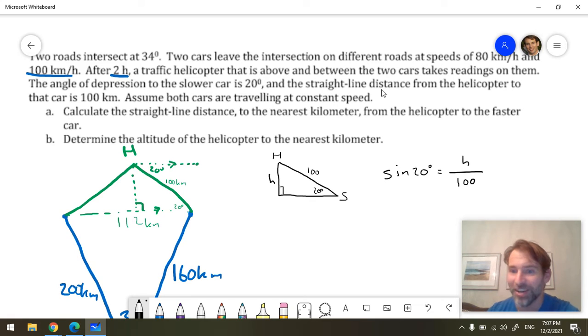So SOH. What I had was cosecant. Now all that needs to be done here is multiply both sides by 100, and then I get my answer. 100 times sine 20 will give me the height of that guy. So let's find it.